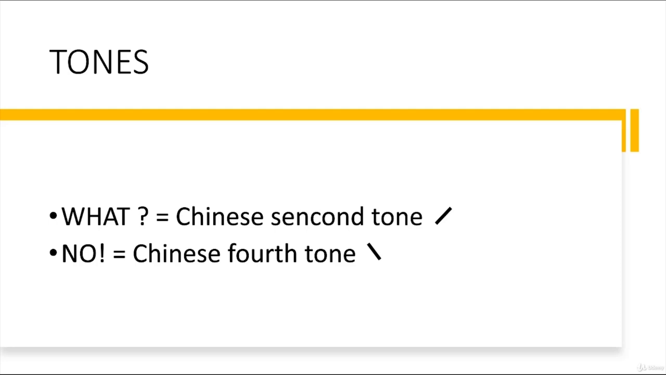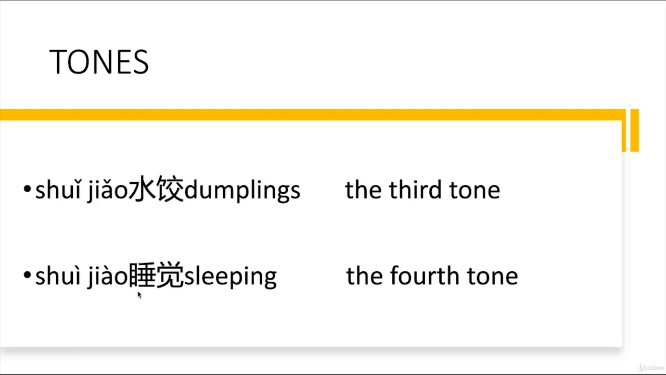So let's take a look at an example. 睡觉. These syllables have the fourth tone, and mean to sleep, but 水饺 have the third tone, and mean boiled dumplings. So if you don't pay attention to your tones, you might accidentally go into a restaurant and tell the waiter, I want to sleep. Well, you actually want to order dumplings.